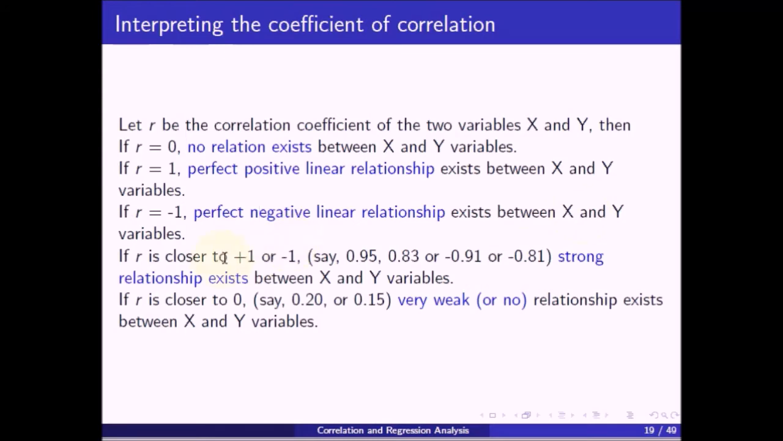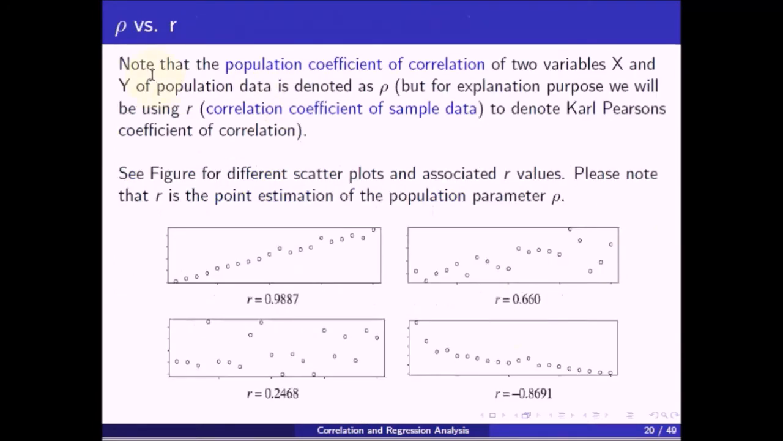If r is close to plus 1 or minus 1, say 0.95, 0.83 or minus 0.91 or minus 0.81, then a strong relationship exists between x and y variables. If r is close to 0, say 0.20, 0.15, then a very weak or no relationship exists between x and y variables. Note that the population coefficient of correlation of two variables x and y of population data is denoted by rho.